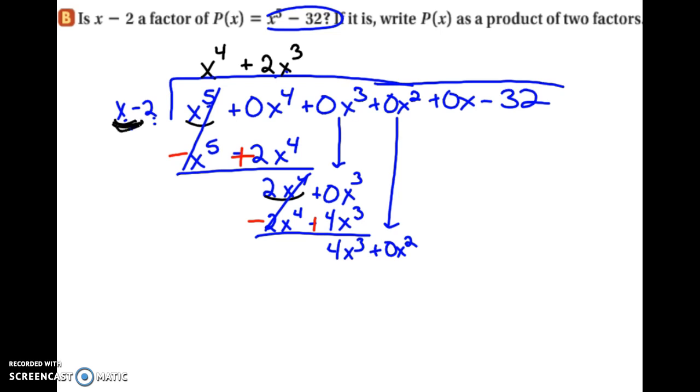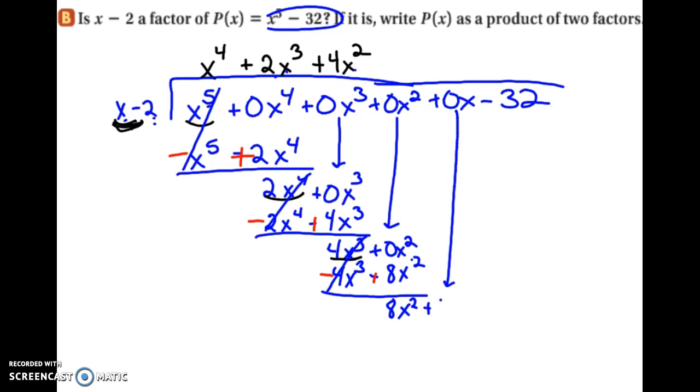X needs to be multiplied by 4x squared to match exactly here. So let's distribute. 4x squared times x is 4x cubed. 4x squared times negative 2 is negative 8x squared. Then we always change those signs. Those cancel. So we have 8x squared. Persevere, we're getting there. Bring down the plus 0x.